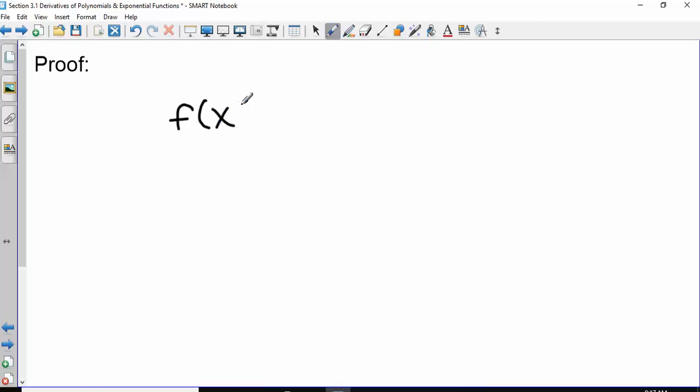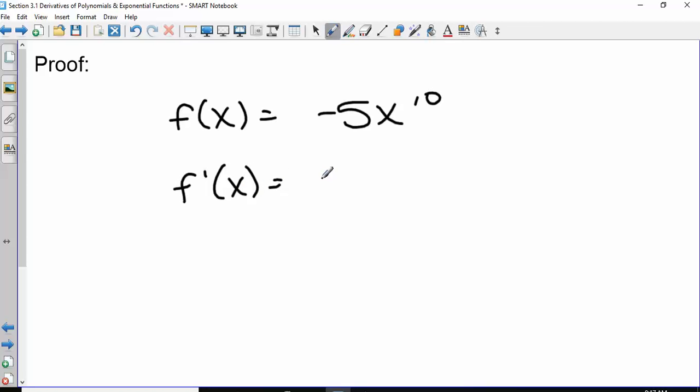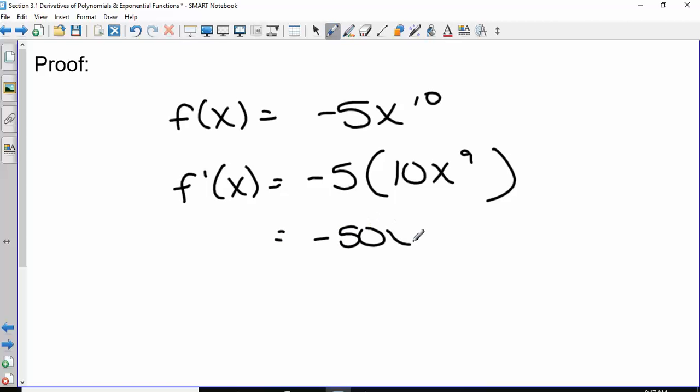So if I said my function was -5x to the 10th. When you do your derivative, it's telling you you can just keep that -5 out in front and then do the derivative of x to the 10th. What would the derivative of x to the 10th be? 10x to the 9. So then you get a -50x to the 9th. So this is telling us if we have that coefficient in front, we can still do our derivative like normal. You'll just end up multiplying by your coefficient.